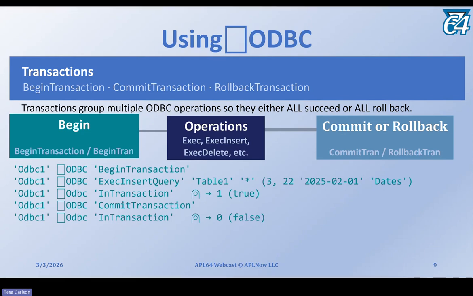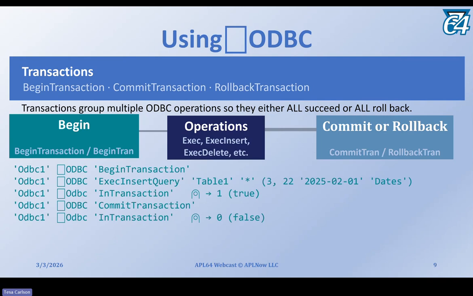The begin transaction action for the ODBC instance named in the left argument indicates that subsequent Quad ODBC actions will be incorporated into an ODBC transaction. An ODBC transaction may contain multiple Quad ODBC actions. An ODBC transaction can either be committed or rolled back. The begin transaction action has no result.